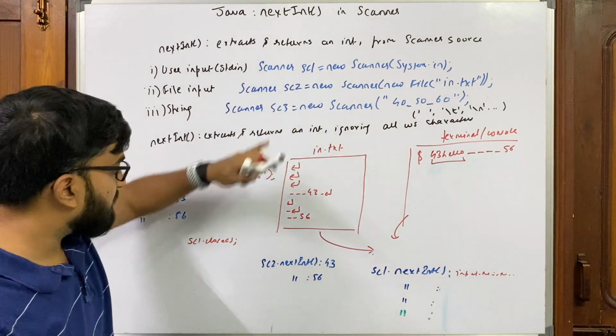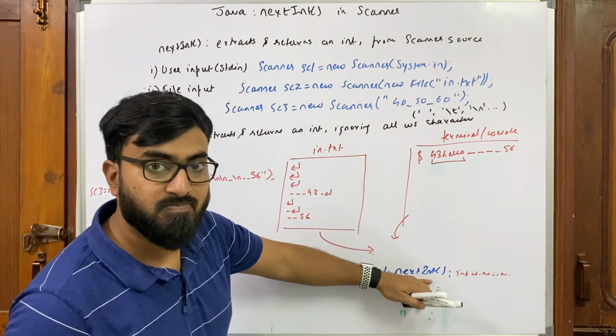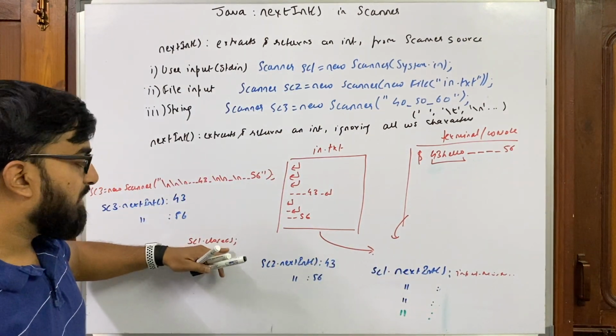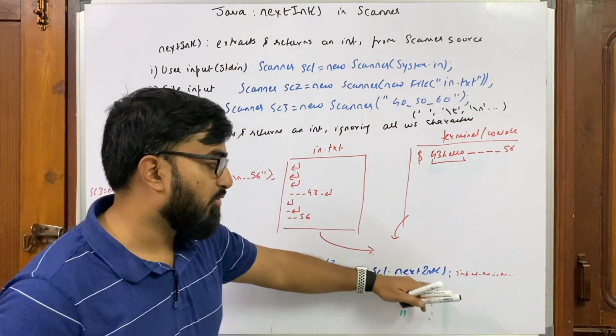That is to say, if you close a scanner object and you call nextInt on it, you will get an IllegalStateException because the scanner is closed and you cannot read anymore from this scanner.